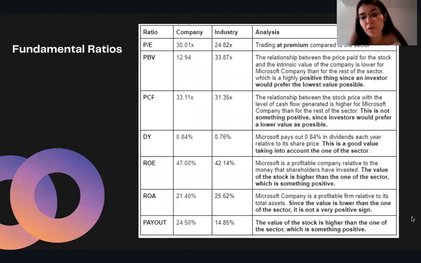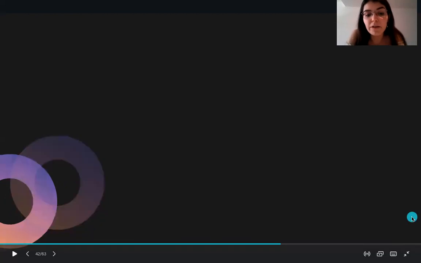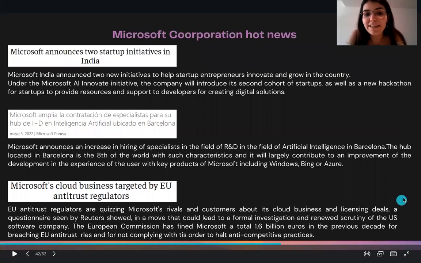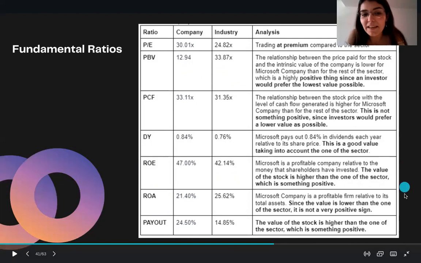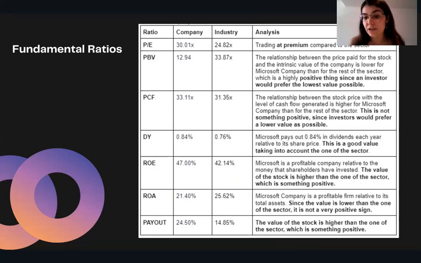But for the ROA, no, we can see a slightly lower value, so that's something not very positive, but as it's not very significant, we can still consider it a bit positive. And regarding the payout or the dividend yield, we can see that it's a good enterprise and corporation with regard to the sector. So it's got positive values.